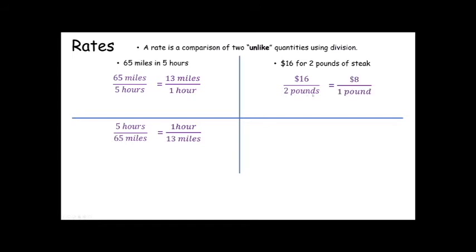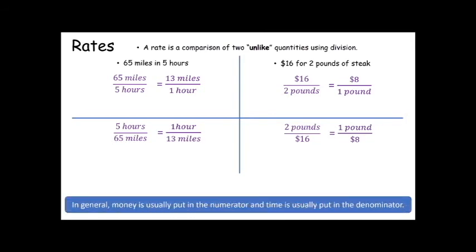But I always want to give that in simplest form. $8 for 1 pound. Or I could give you the reciprocal of that. 2 pounds matches to $16. Or in simplest form, 1 pound matches to $8. Notice the fraction 2/16 simplifies to 1/8. But notice that I have to keep my units. Rates always have units because the units are not the same. They will not simplify away.